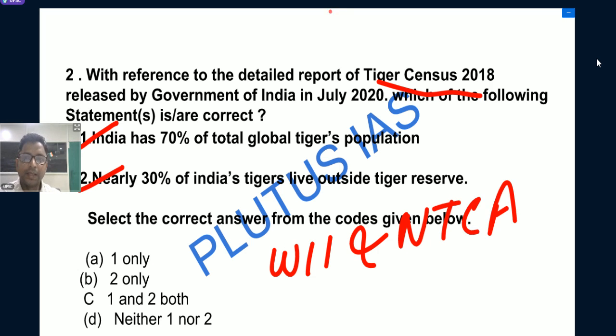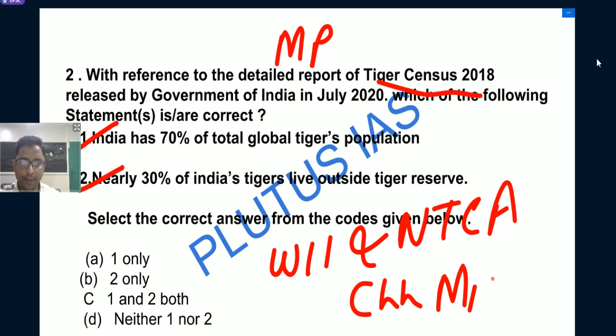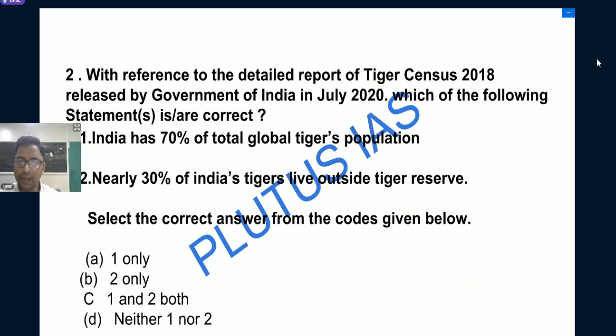As per this census, Madhya Pradesh has got the highest tiger population, and the population of tigers has fallen in two states. That's important, and those states are Chhattisgarh and Mizoram. Okay, Chhattisgarh and Mizoram में population fall हुई है.